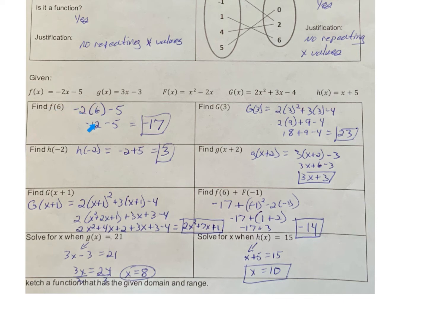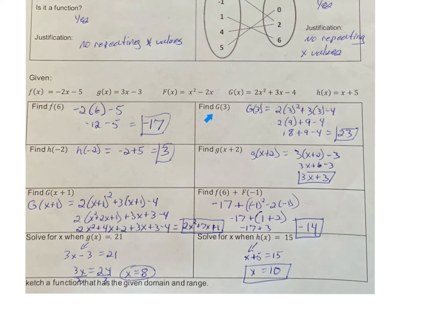We always put that in parentheses. So -2 times 6 and then minus 5. And -2 times 6 is -12. -12 minus 5 is -17. So f of 6 equals -17.